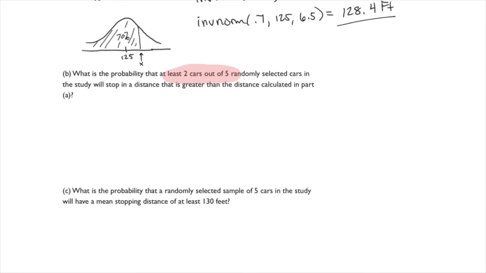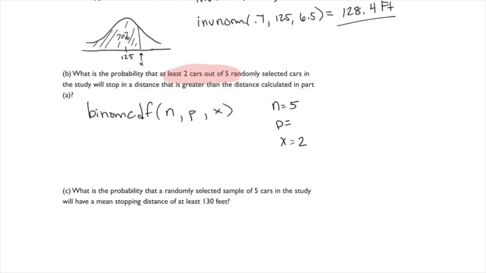I'm going to use binomial CDF, right? It's going to be N, and then P, and then X. And they tell us N here is 5. The probability is, we'll come back to that. And then X is exactly 2.